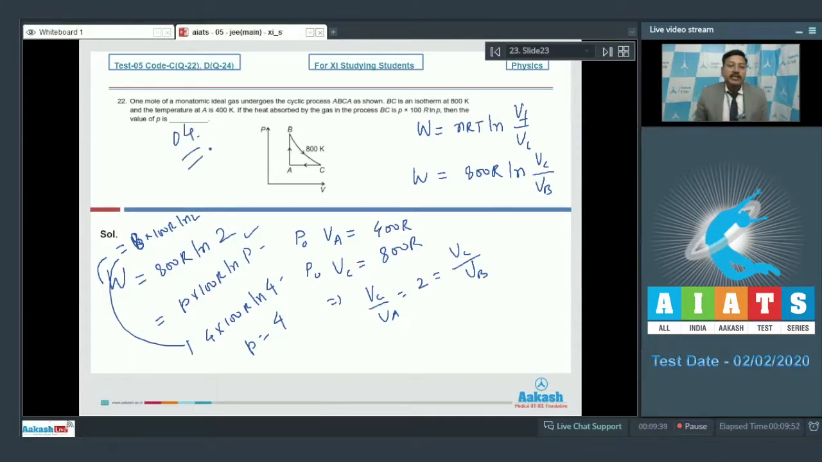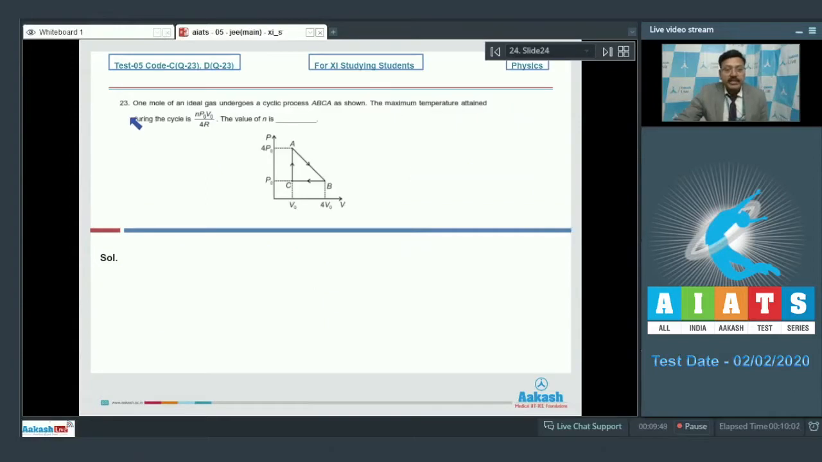Let's now go to the next question. Question 23 says 1 mole of an ideal gas undergoes a cyclic process ABCA as shown. The maximum temperature attained during the cycle is n P naught V naught by 4R. The value of n is.